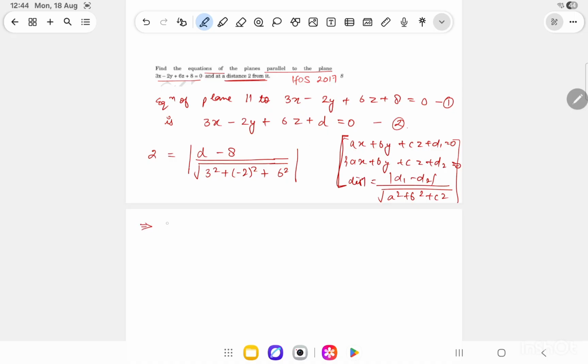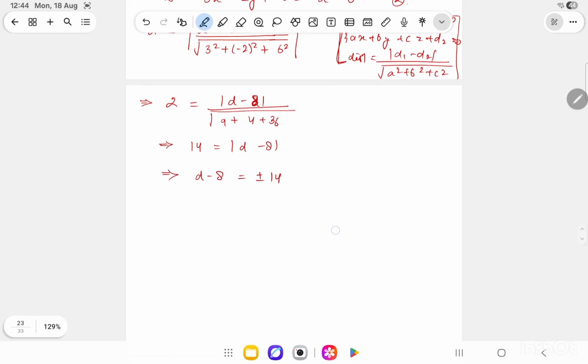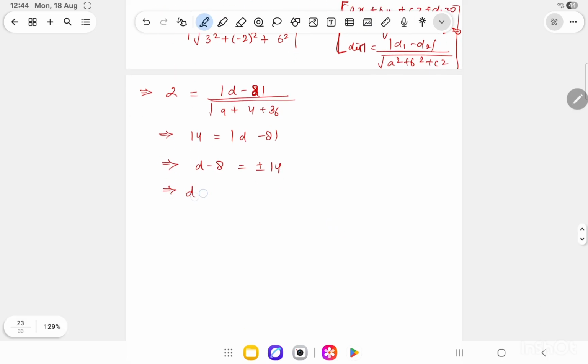If I simplify it, I'll get 2 equals |d minus 8| upon under root 9 plus 4 plus 36. So I got 14 equals |d minus 8|. If I simplify it, I'll get d minus 8 equals plus minus 14. So from here I got two values of d, that is 8 plus minus 14. So d is either 22 or d is minus 6.